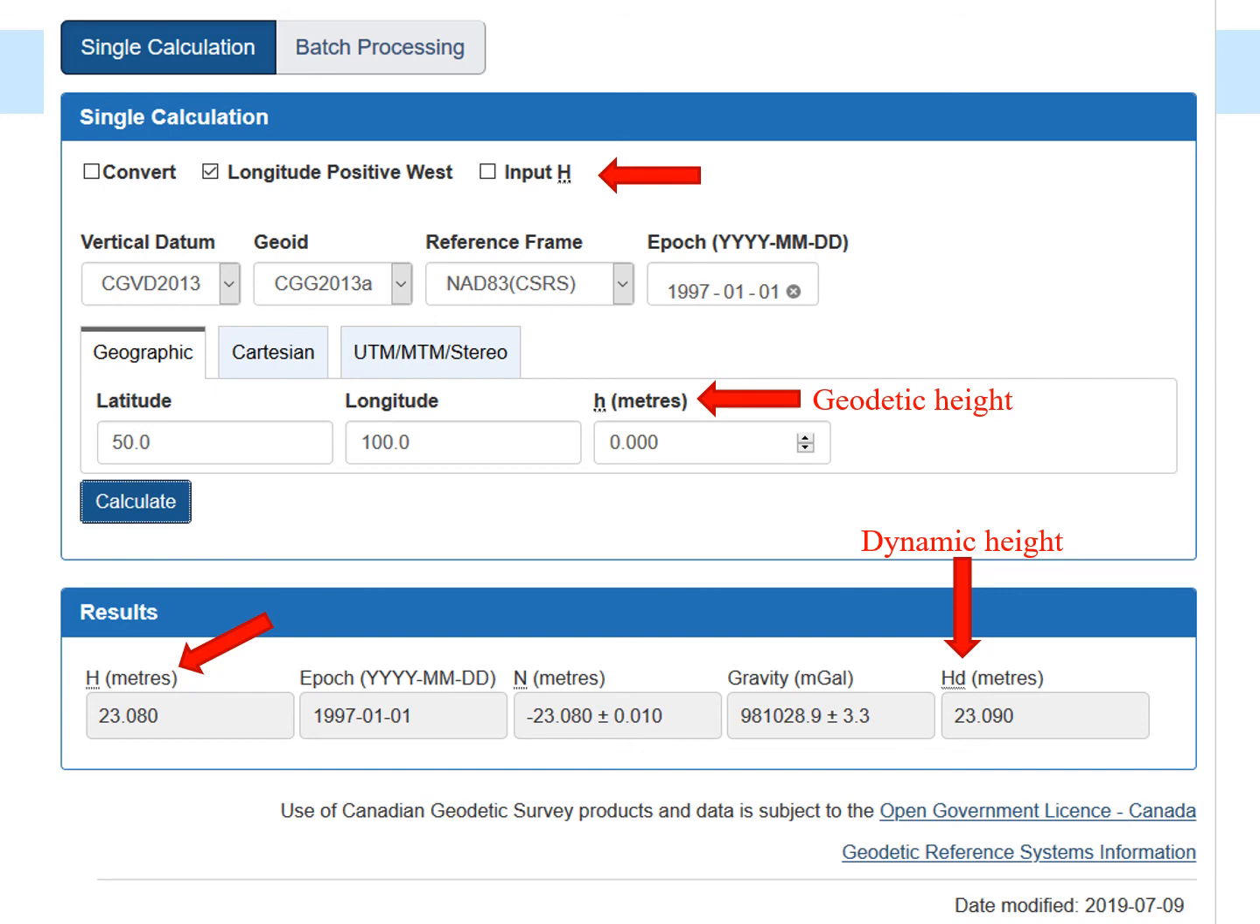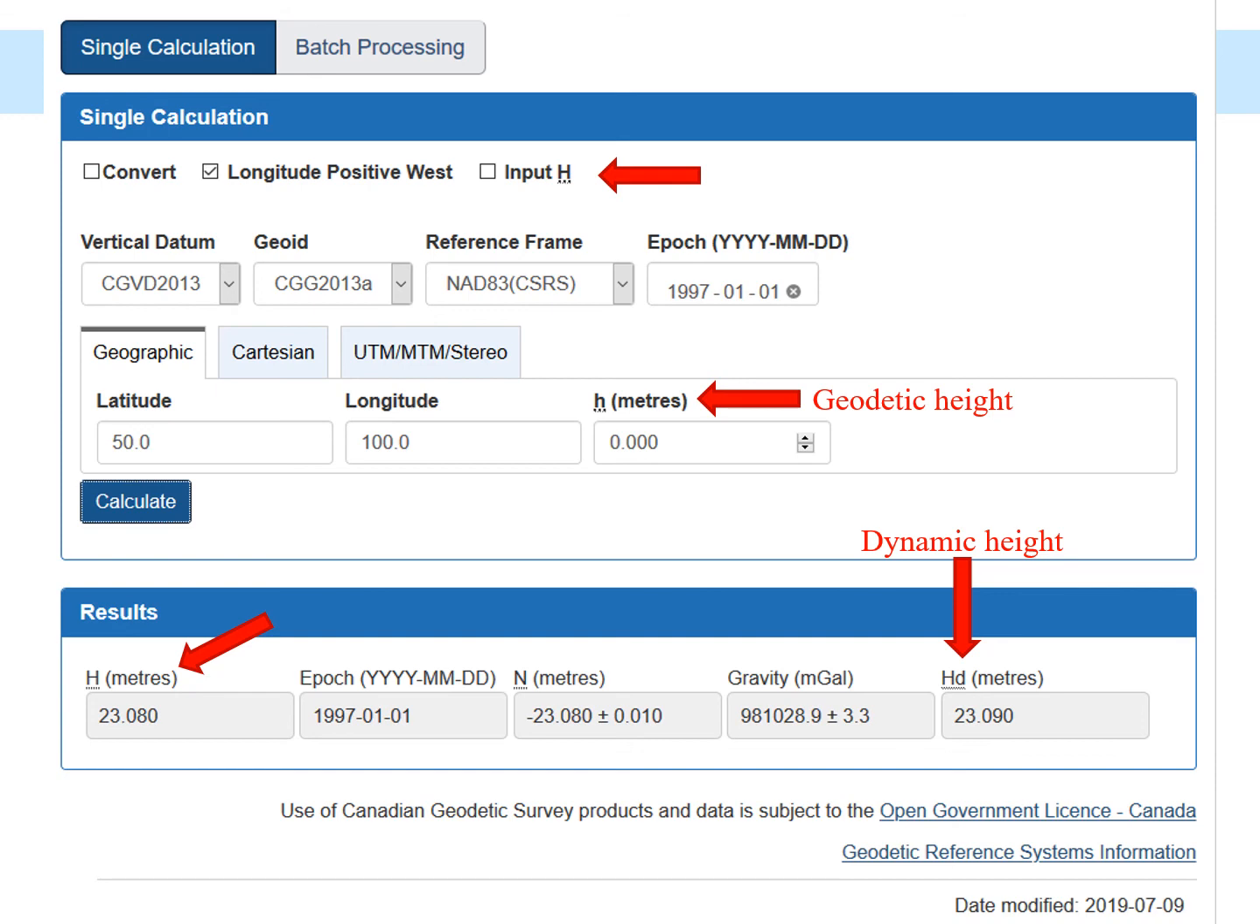Okay, so the input, the first red arrow there, the default is input in geodetic heights, but if you want to input the orthometric height, you can. Here we can use geographic, or should I say geodetic coordinates, and Cartesian coordinates, and or the UTM or modified UTM or the stereographic double projection. So the latitude, longitude, I just plug in numbers there. I put 0 geodetic height, so we are basically on the ellipsoid.